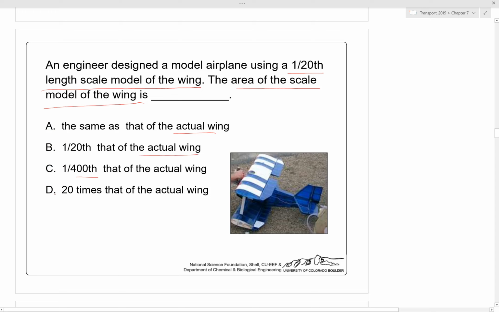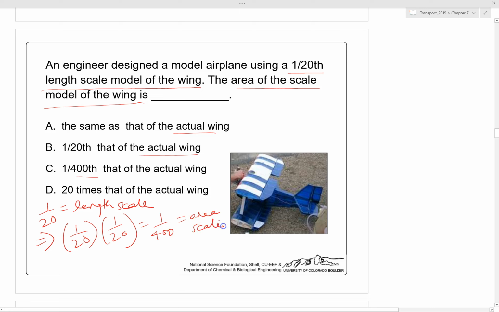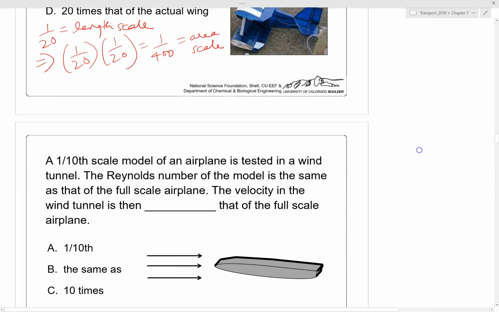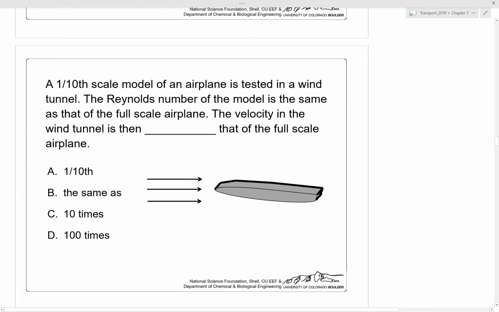So what do we have? 1/20 is the length scale. So your area scale will be length squared, which is how the scaling for area should go, that is C. Okay. All right.